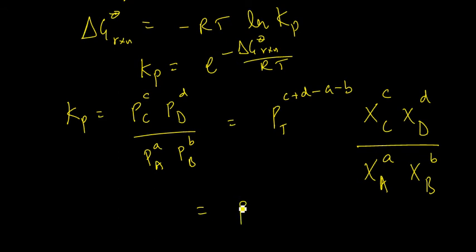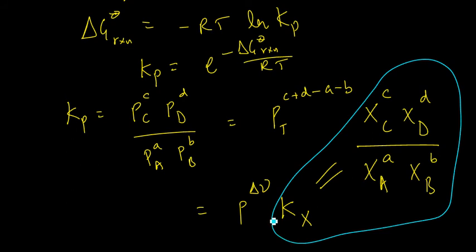P total is the total pressure, I can just write P. That's the pressure of the entire system. So this is P to the power delta nu, the stoichiometric change, times, let me define that as Kx. So this fellow is Kx, the equilibrium constant based on the mole fraction.